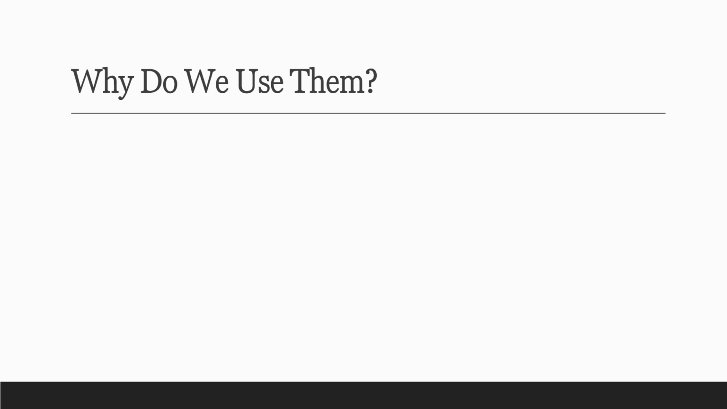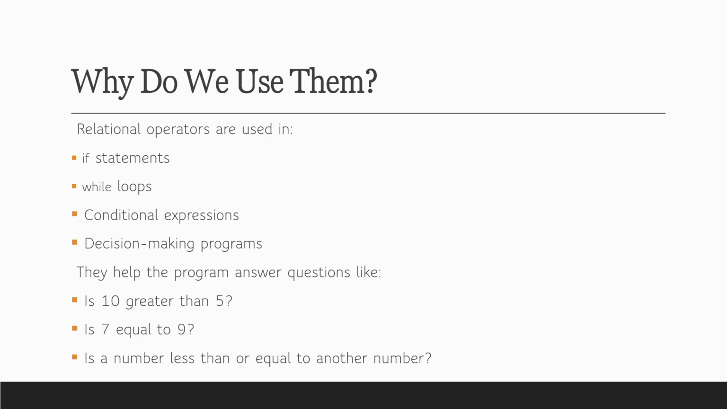In this slide, let us understand why we use relational operators. Relational operators are mainly used in decision-making situations in programs. They are commonly used in if statements, while loops, and conditional expressions. Whenever a program needs to check a condition before taking action, relational operators are used. They play a very important role in decision-making programs.